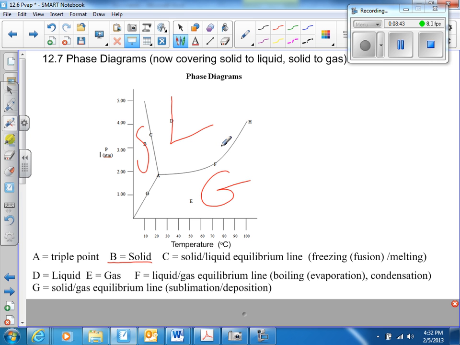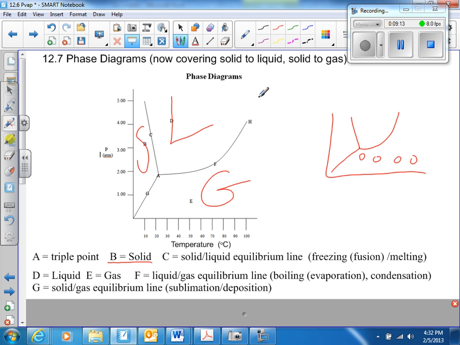Now I'm about to say something that really shouldn't show up on videos. However, I heard this at an AP conference. If you ever forget what goes where, just remember that gas comes out of the butt. And when you see a phase diagram, they almost always look a little bit like a butt. So we have our gas coming out of the butt. Okay, hopefully you're laughing.